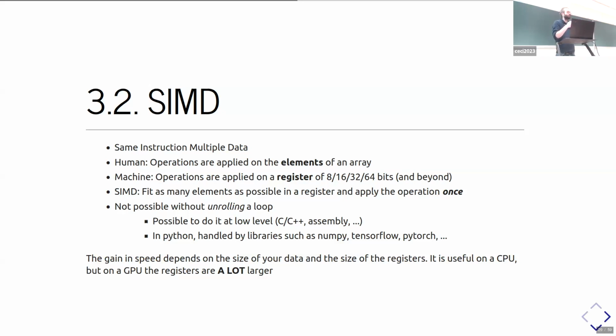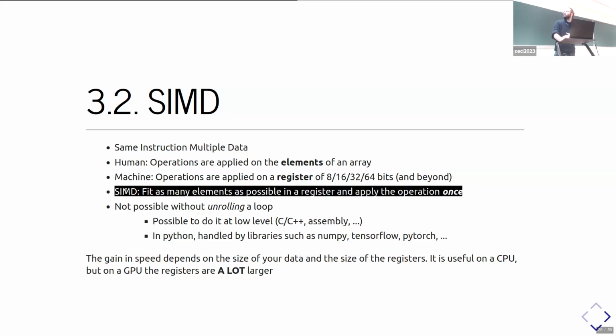So for the same amount of time, I just have a factor of 2 on all the mathematical operations that happen on the machine. That's the idea. Can I do that? The answer is yes. That's the whole point of SIMD. So you fit as many elements as possible in a register, and you apply the operation once, because that's how a machine works. It works in a register, not on elements.